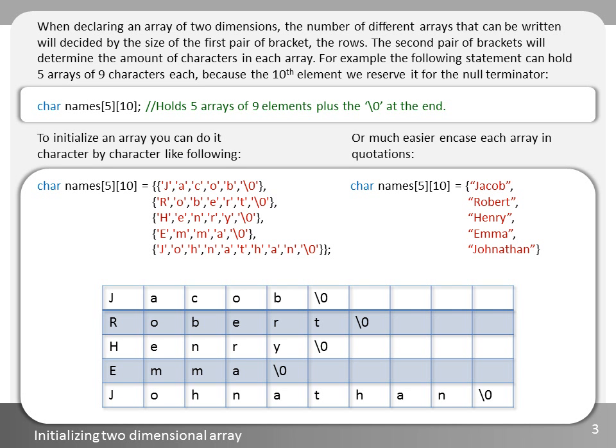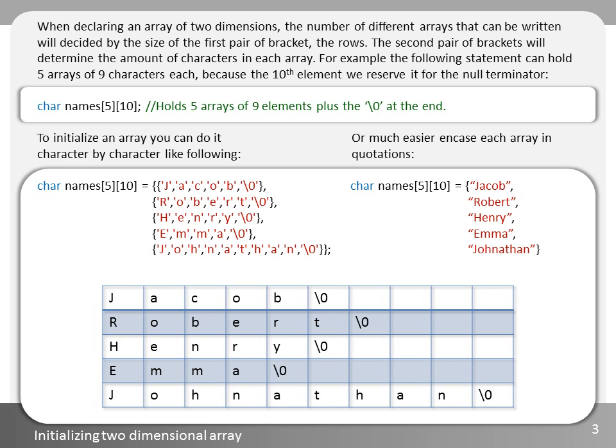When declaring an array of 2 dimensions, the number of different arrays that can be written will be decided by the size of the first pair of brackets, the rows. The second pair of brackets will determine the amount of characters in each array. For example, the following statement can hold 5 arrays of 9 characters each, because the 10th element we reserve is for the null terminator. Below, we have 2 different methods to declare the array, similar to the previous slide.